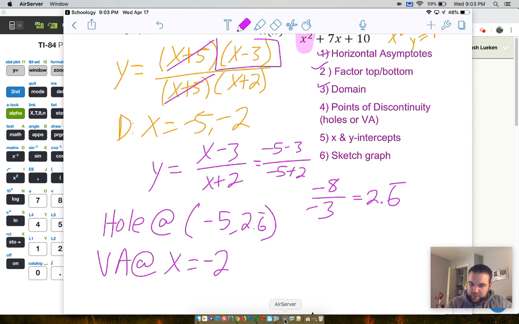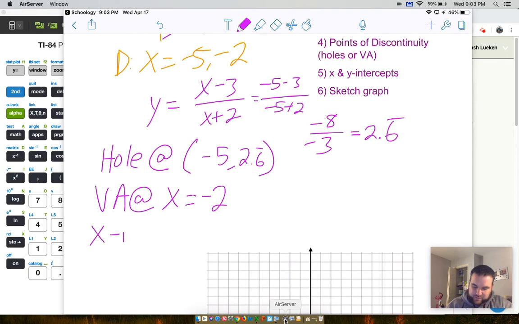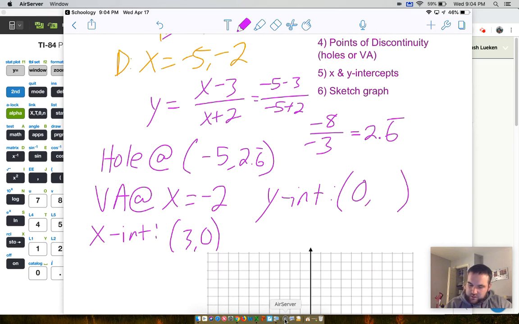I see up top here I do have a factor left, which is x minus 3. Again, I could just look right here as well, which means the x-intercept is going to be at 3 comma 0 because the x value of 3 is what would make the numerator equal 0. And then finally I have the y-intercept, which is what happens when I plug in 0 for x. If I were to make both of these x's zeros, I would have negative 3 over positive 2, which is negative 1.5.